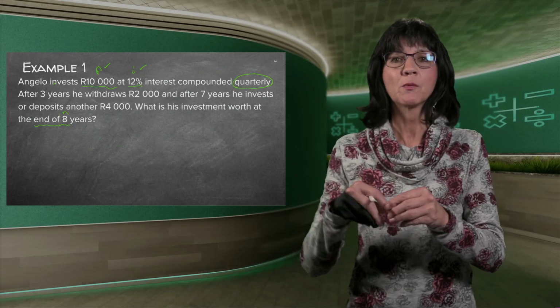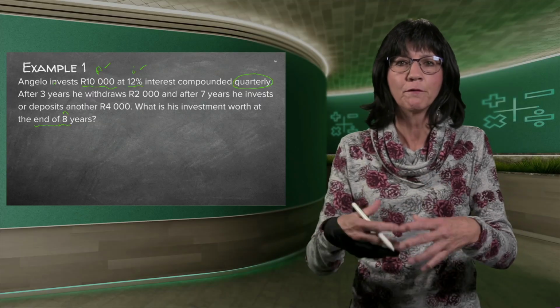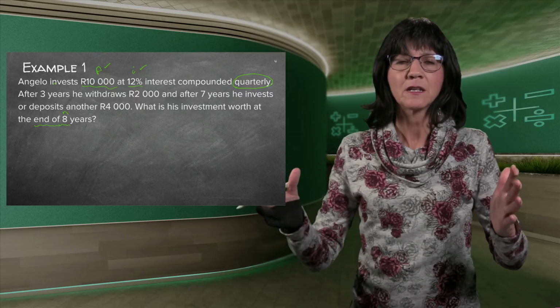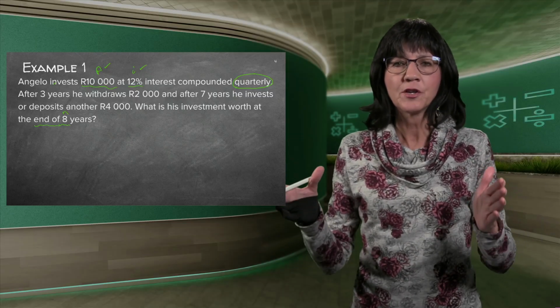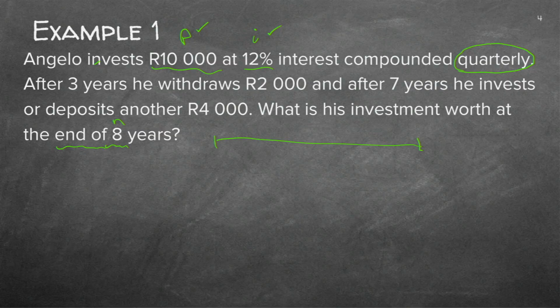So that 3 years was already for the next amount, 2,000 Rand. And then there's another amount, 4,000 Rand. So there are different amounts involved, but in the end, my whole timeline is set over 8 years. So before you start, you do a timeline. You start at year 0 and you end at year 8. This is how your timeline looks. Good, so let's start. He invests 10,000 Rand. So I'm going to put the 10,000 here.